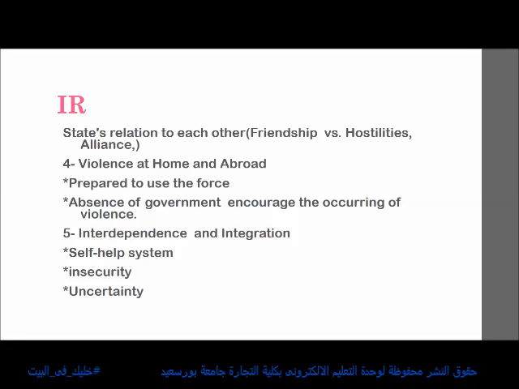Interdependence and integrations. Self-help system. This is very clear that each country would like to depend on its power.